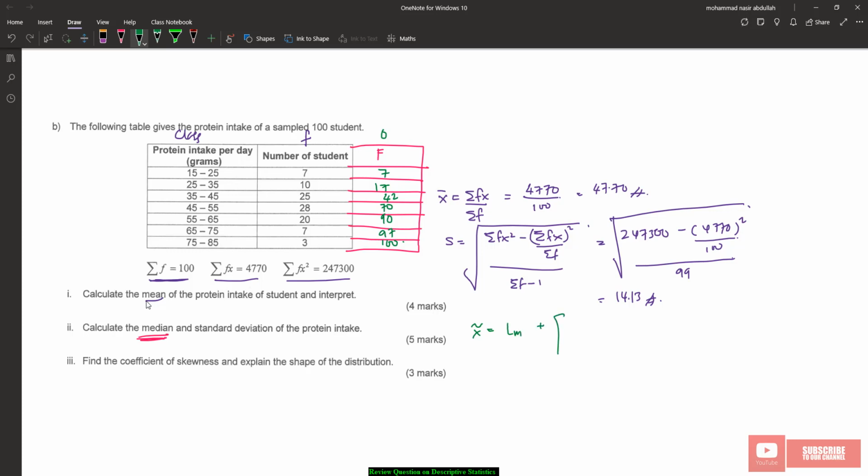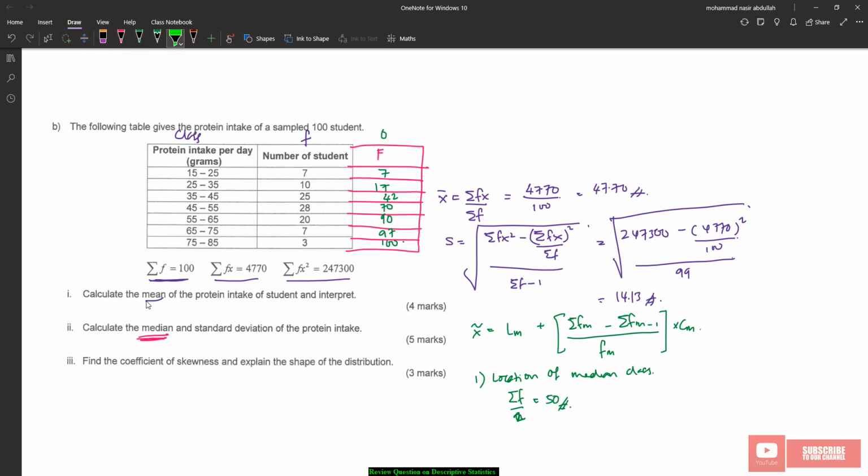Right? So now, to calculate median, the formula for median is lower class boundary of the median class plus, summation of, this is the cumulative frequency of the median class minus cumulative frequency before the median class, divided by frequency of the median class, multiplied with class size of the median class. So now the first step is to find the location of the median class. So where is the location of the median class? Summation of f divided by 2. So 100 divided by 2 is equal to 50.